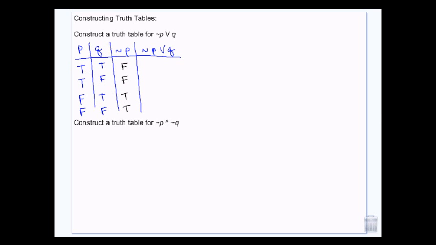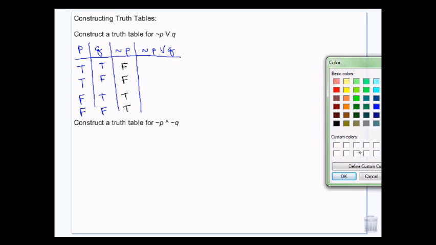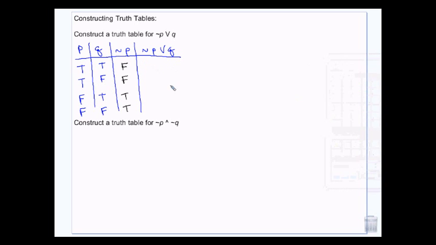And then when I look at the outcomes, I have not P or Q. So I've got an or. So I have false or true, that's true. True or false is true. False or false is false. True or true is true. So here's my only false.